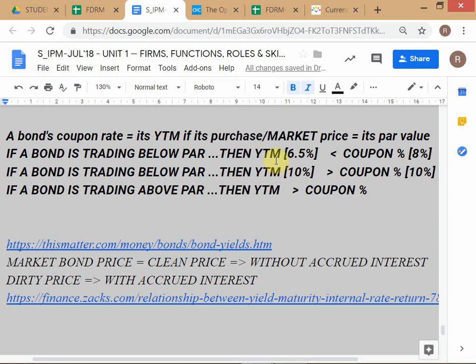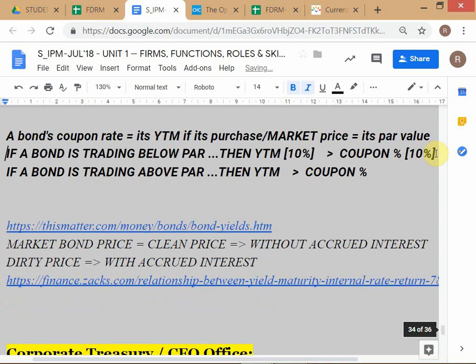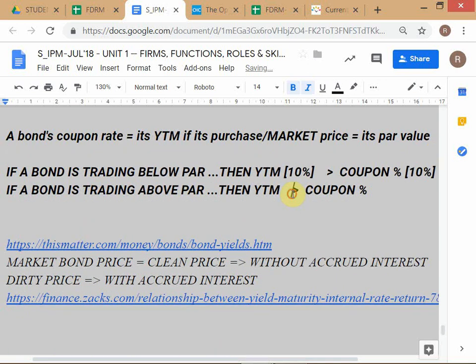So let me just explain it one more time. Both are below par. I'm going to wipe out the first one because the first one was not correct, obviously. So as she correctly pointed out, if that is greater, then this is obviously less. Now let's understand it one more time.